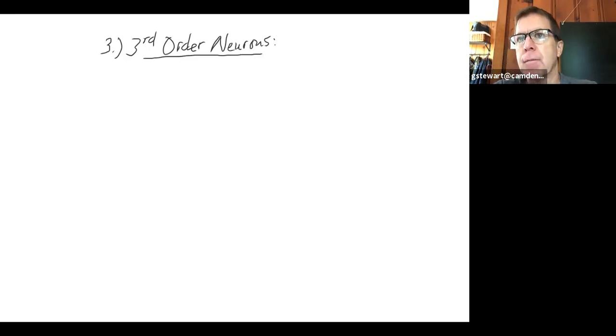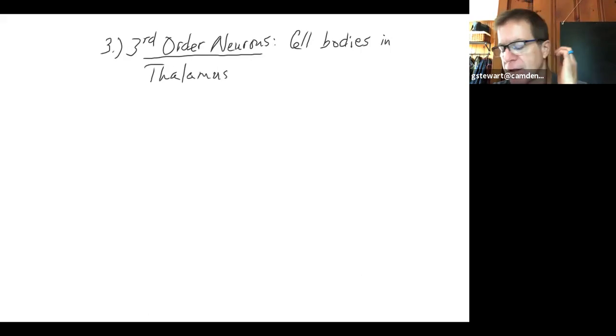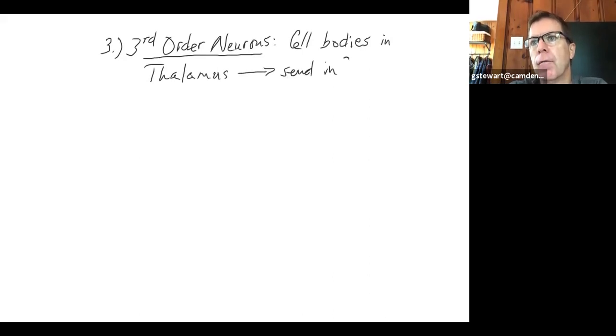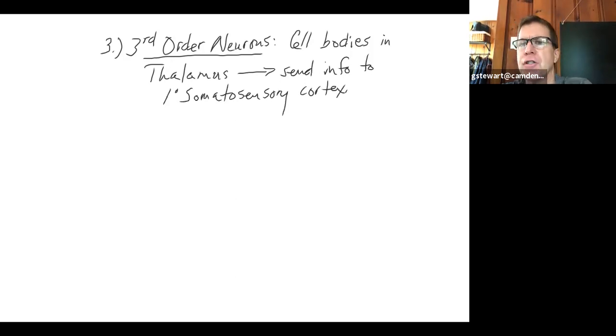These cell bodies are typically located in the thalamus, which is almost dead center tissue in the center of the brain. And they send information to the primary somatosensory cortex for processing or conscious interpretation. So that's just the order of events of the sensory pathway.